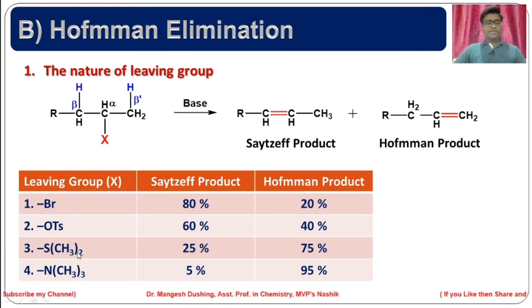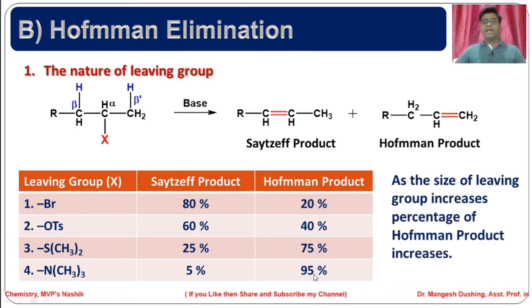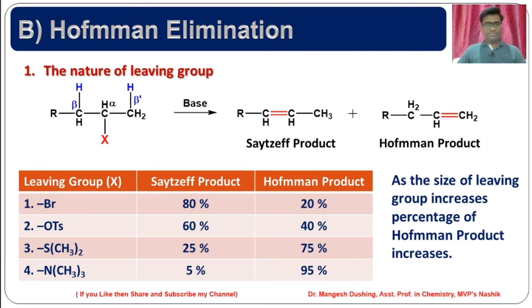If we increase the substitution, or use a bulkier leaving group, then the percentage of the Zaitsev product decreases. Simultaneously, the percentage of the Hofmann product increases. So in short, as the size of the leaving group increases, the percentage of Hofmann product increases.